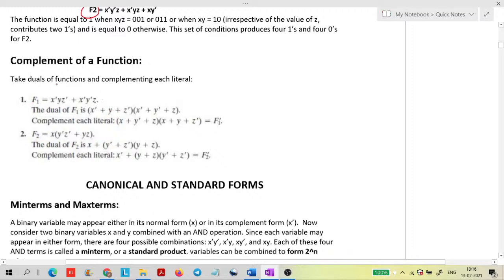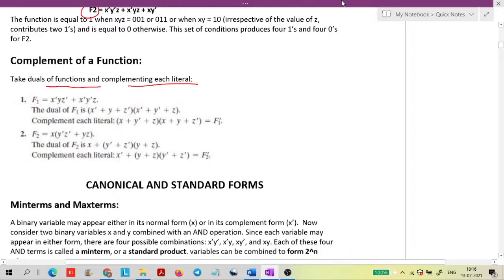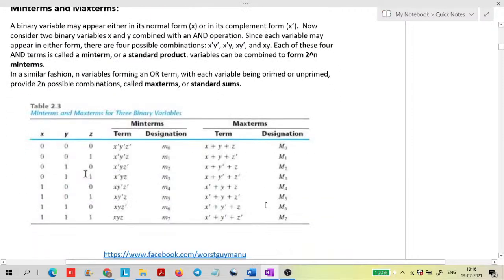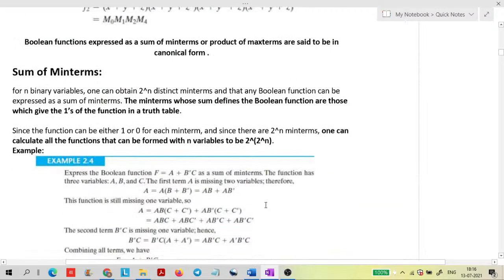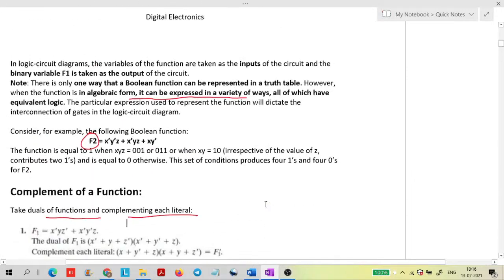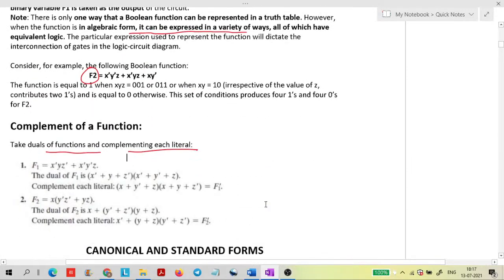Here we take the duals of the functions and complement each literal, which gives the complement of a function. So here the function f1 is given as x bar y z bar plus x bar y bar z, and their dual.